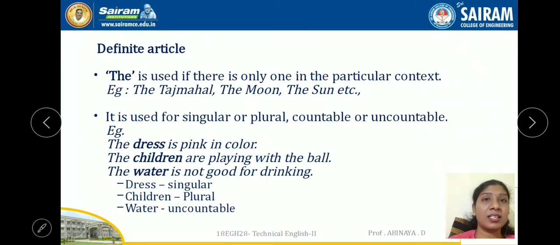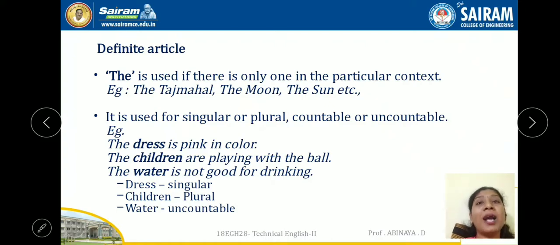Definite article. The is used if there is only one in the particular context. Examples: the Taj Mahal, the moon, the sun. While you are using the, the receiver should know what you are mentioning. You should use the when you are definitely saying what you are talking about, something specific. It is used for singular, plural, countable, and uncountable nouns. Example: the dress is pink in color, dress here is singular. The children are playing with the ball, children is plural. The water is not good for drinking, water here is uncountable.